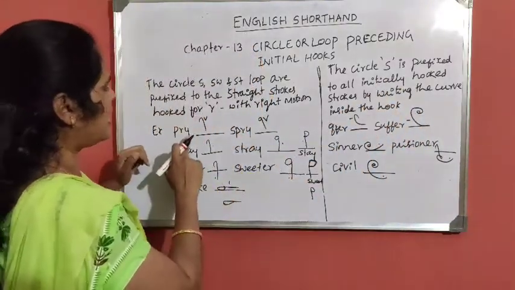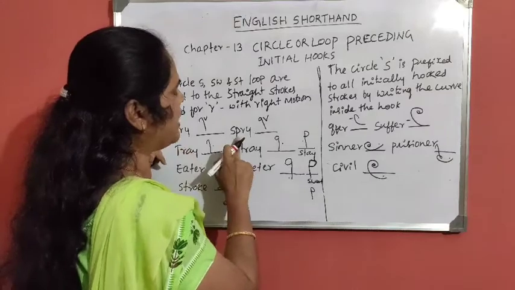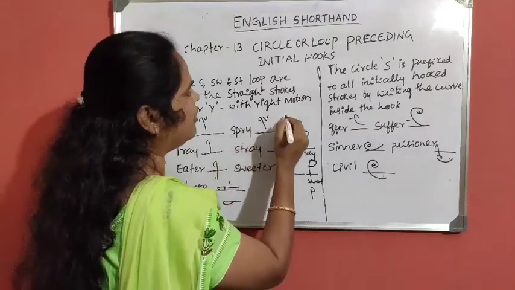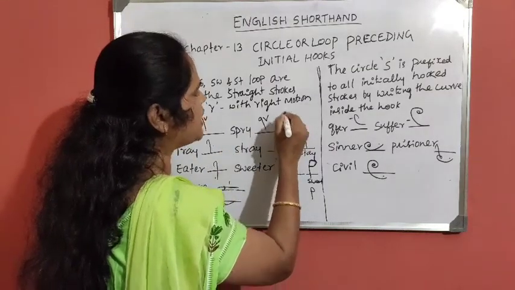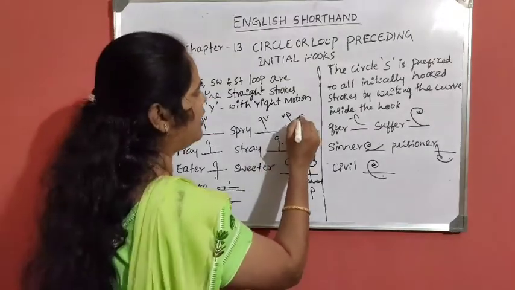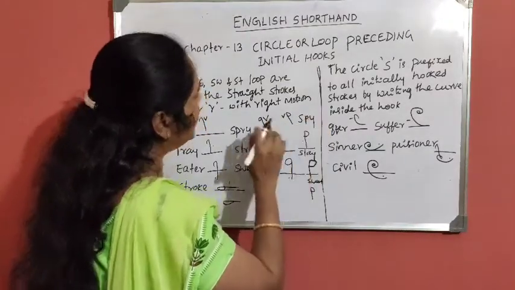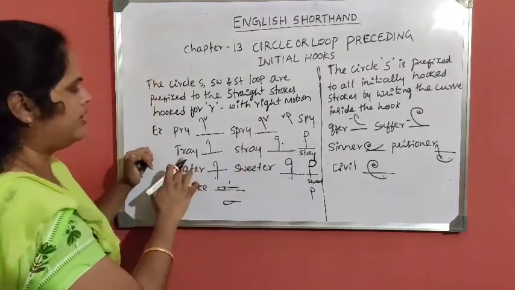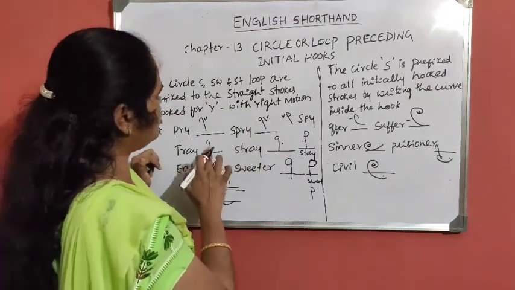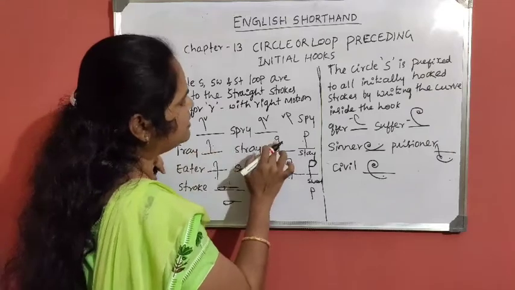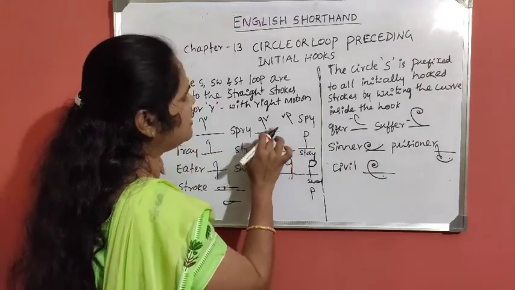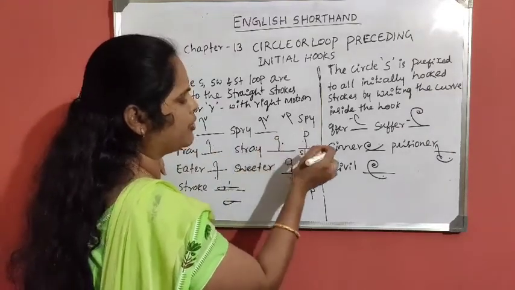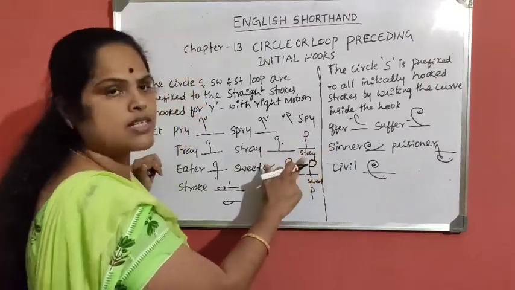Here it is, I wrote here pry, then spry. Circle S P. If you write with the left motion, this becomes spy. Okay. Now it is clear. If you write with the right motion, this is try. Tray. Tray with the right motion, T with R. Stray. This is circle S, T plus R, stray. If you write with the left motion, this becomes stay.